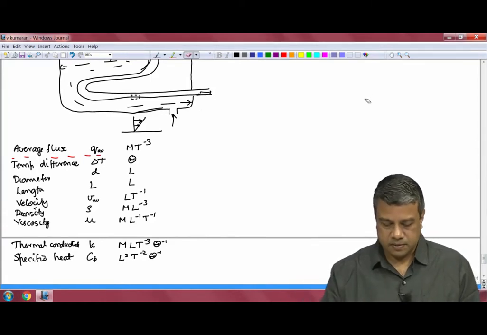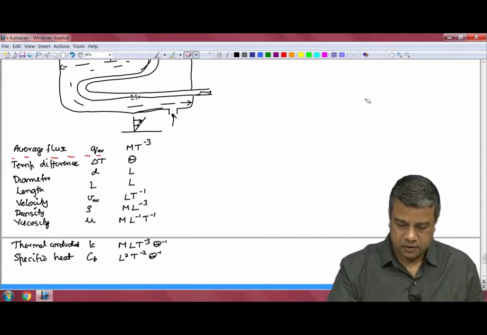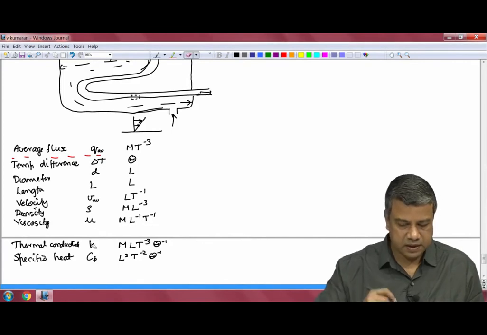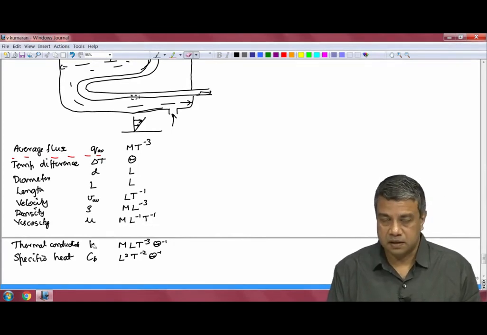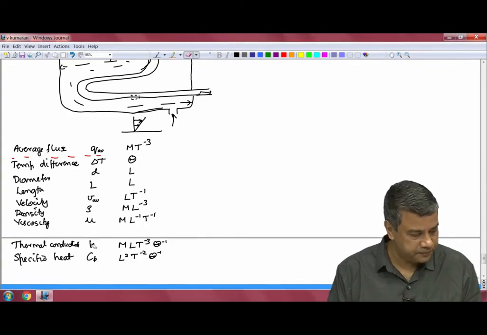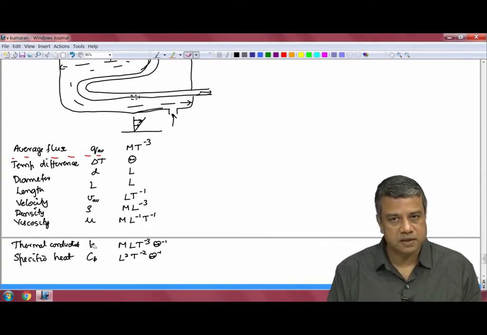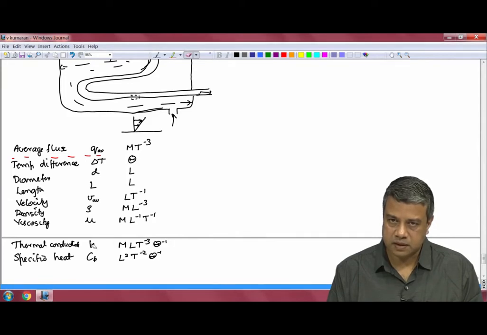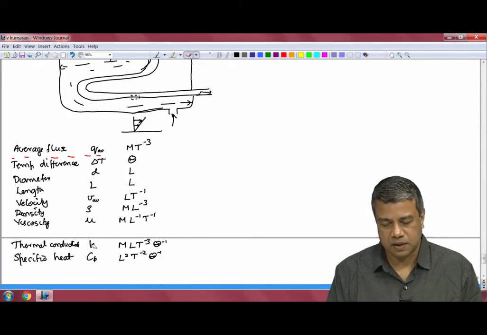Now, in this problem we have 8 independent dimensional parameters and one dependent dimensional parameter, and it has 4 dimensions: mass, length, time and temperature. There should be 5 dimensionless groups: 1 dependent and 3 independent dimensionless groups.